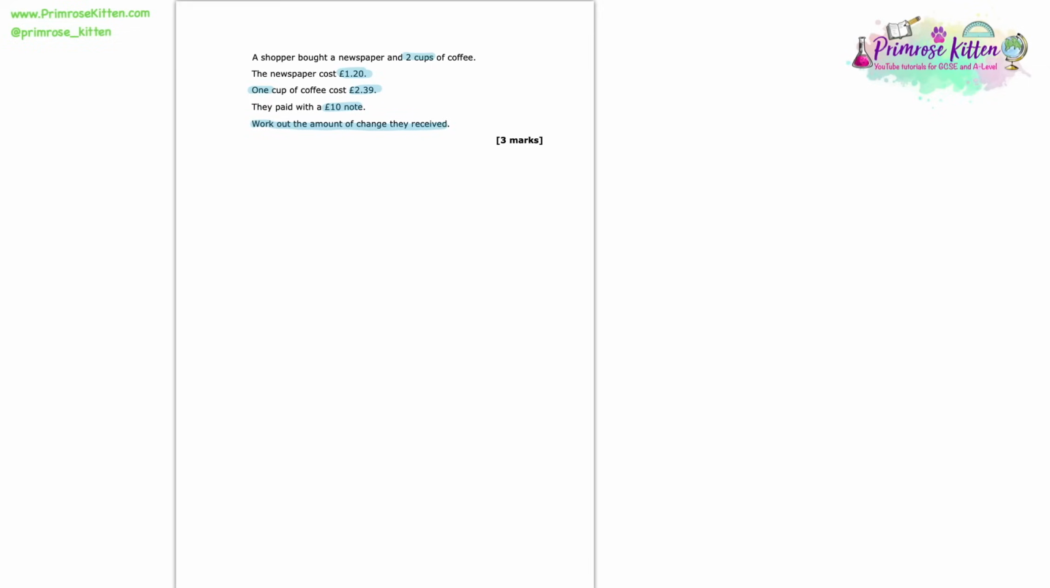So the first thing that I would do, because of course this is a non-calculator question, is work out what the cost of 2 cups of coffee will be. So there's 2 ways you could do this. You could either multiply that £2.39 by 2, or you could add £2.39 to £2.39, whichever you're the most comfortable with really. So here I'm going to show you how to multiply it.